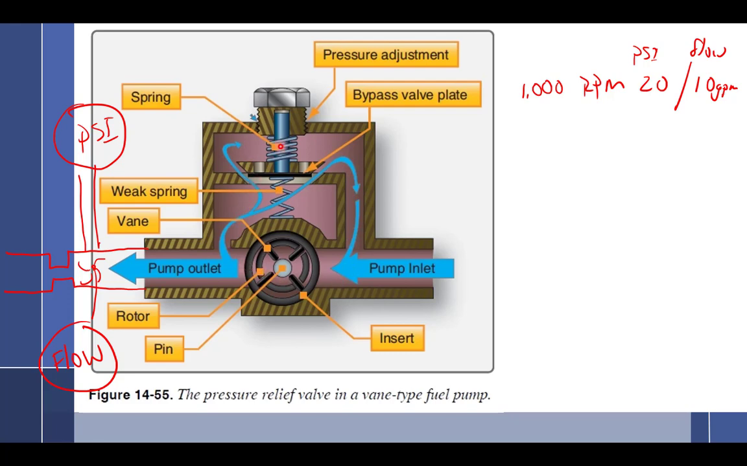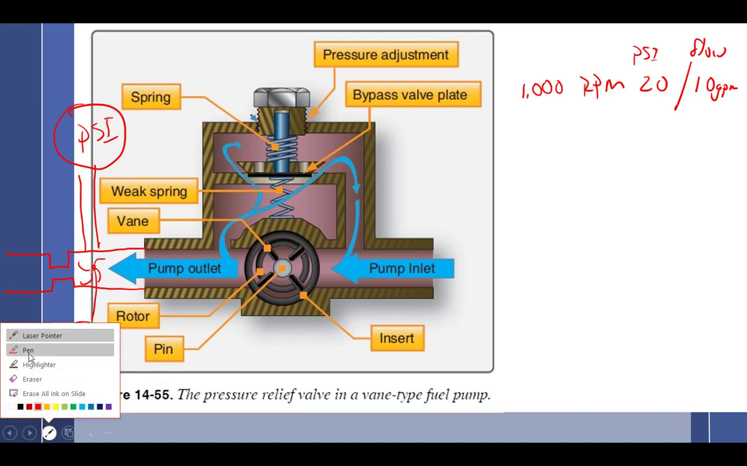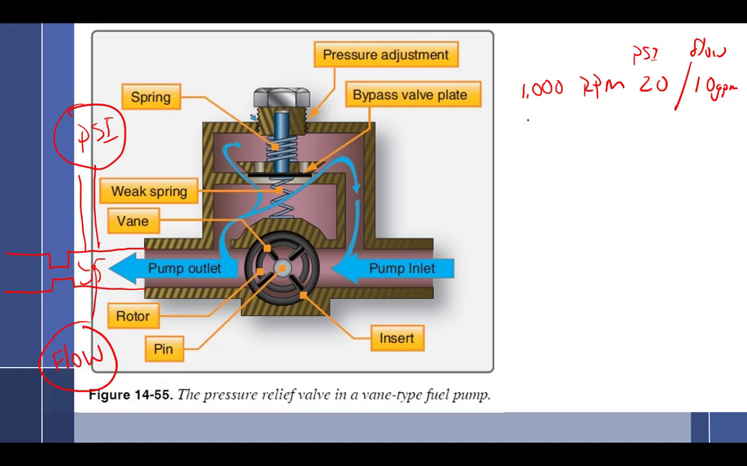So 5 gallons per minute is going this way, and I've got 10 going this way. Pressure's 20, flow is 10 gallons. But then I say, let's increase this a little bit. Again making up numbers, let's go to 1,500 RPM. So I speed the pump up. It's going faster. Is the pump pumping more volume now?